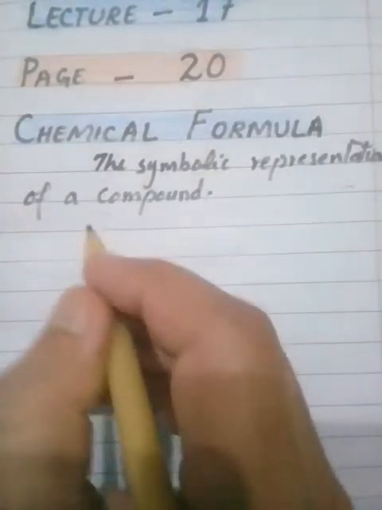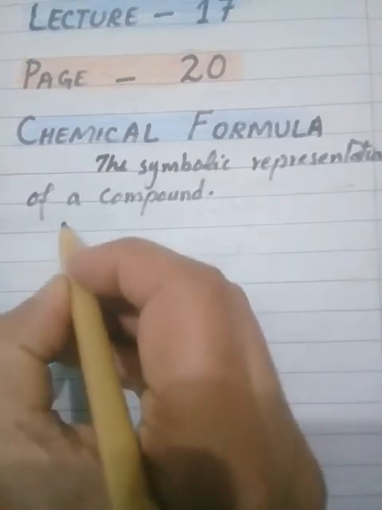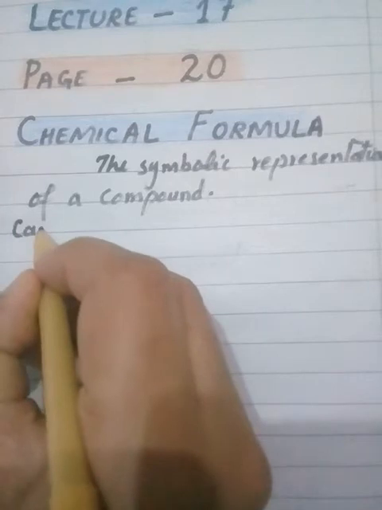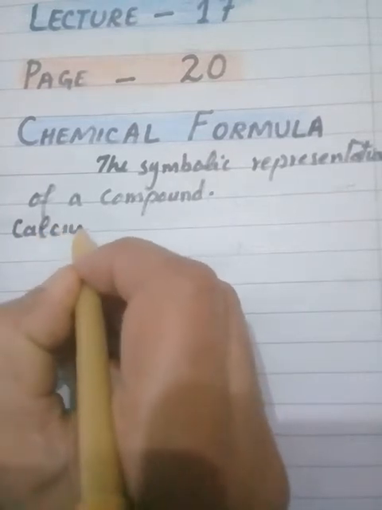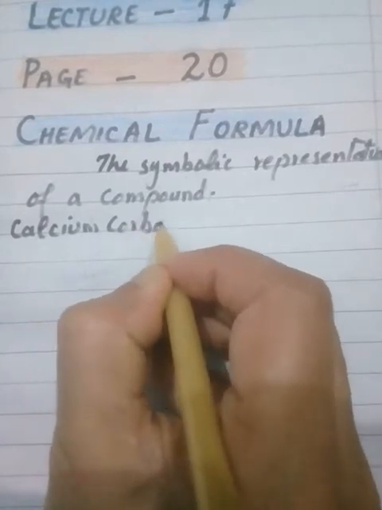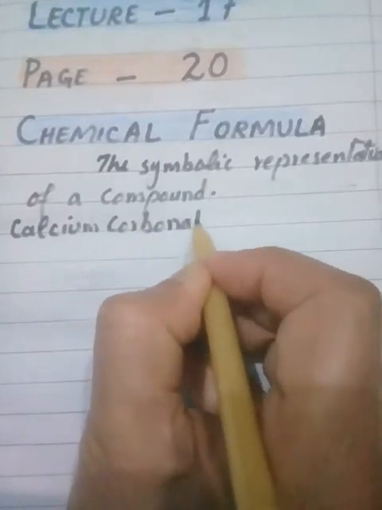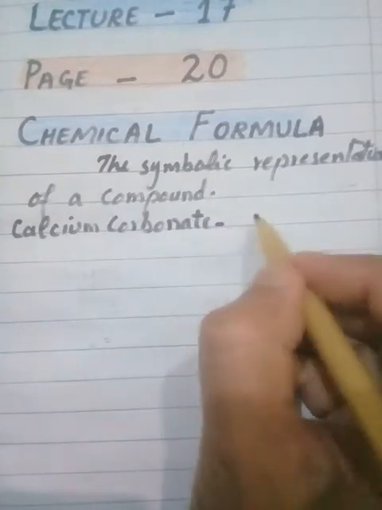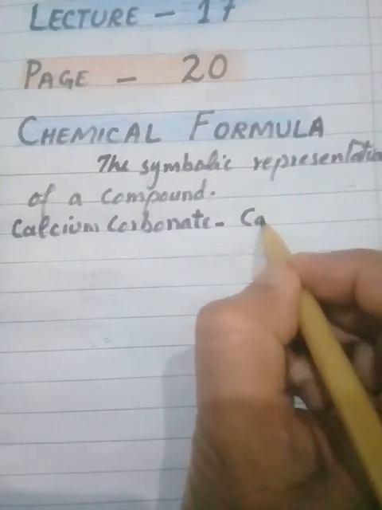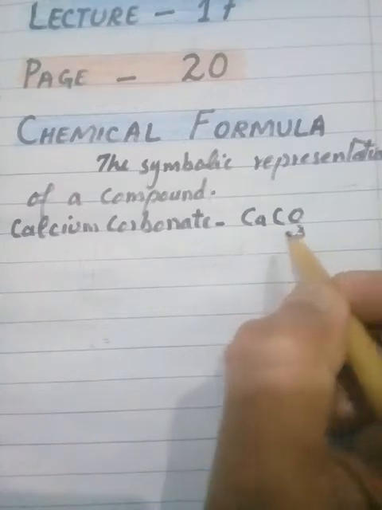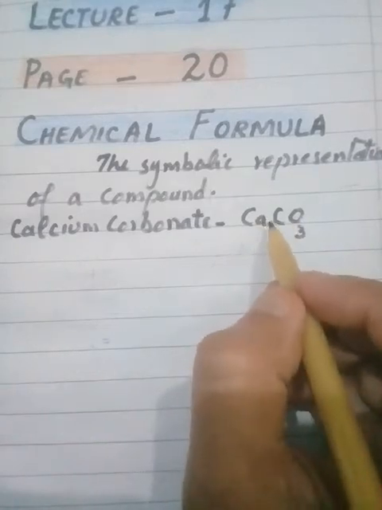For example, calcium carbonate. See how calcium carbonate is written. What is the chemical formula of calcium carbonate? That is Ca, the symbol of calcium, and carbonate is CO3. That is the chemical formula of calcium carbonate.